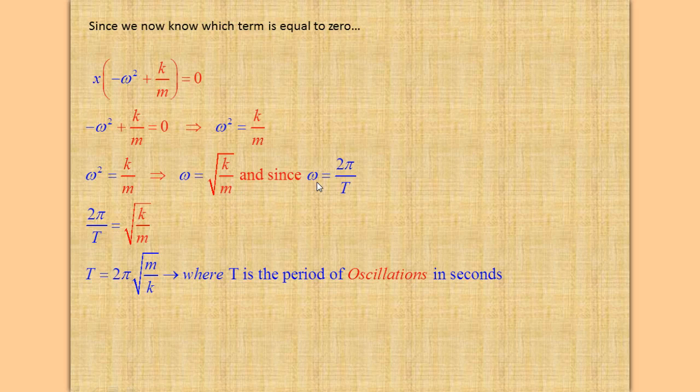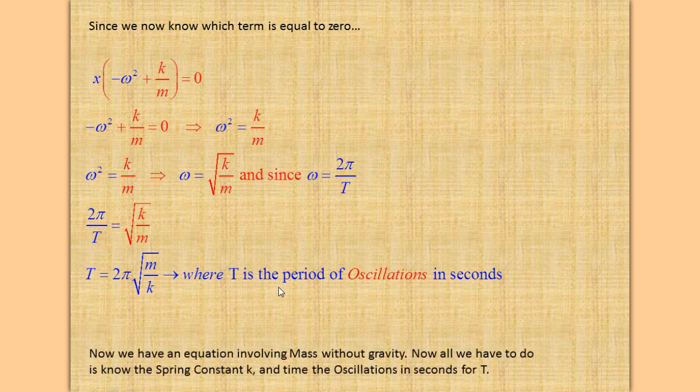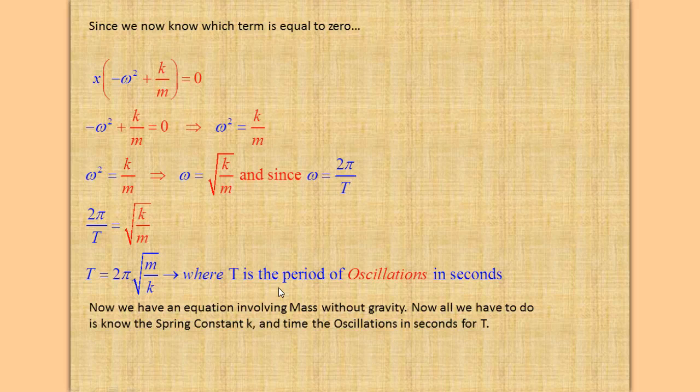over m. And since omega is equal to 2 pi over T, the period, we get 2 pi divided by T equals square root of k over m. And if we solve for the period, we get 2 pi times the square root of m over k, where T is the period of oscillations in seconds. Now we have an equation involving mass without gravity. Now all we have to do is know the spring constant k and the time of the oscillations in seconds, T.